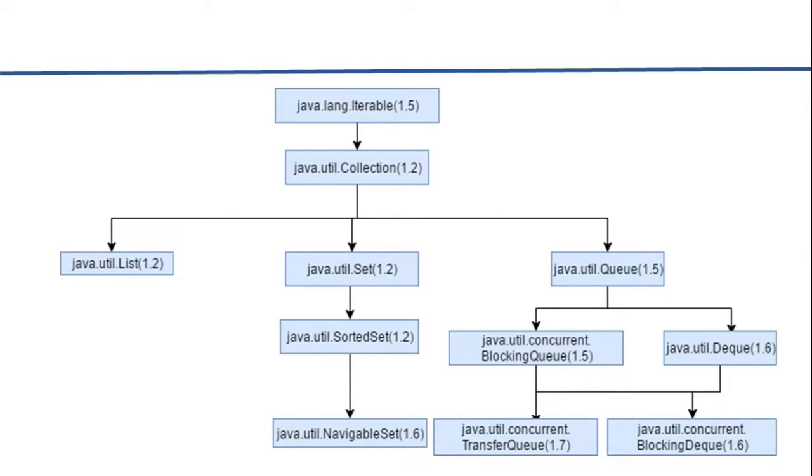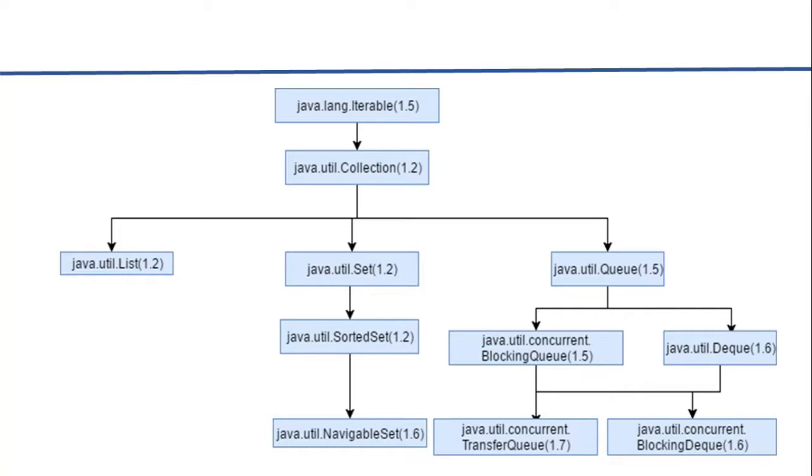We will start our discussion with the java.util.Collection interface. This is the root interface for the Java collection framework. This interface was introduced in JDK 1.2, and there is no direct implementation for this interface in the JDK. From JDK 1.5 onwards, the java.util.Collection interface extends the java.lang.Iterable interface. This java.lang.Iterable interface has methods which help us to iterate elements inside collection objects.